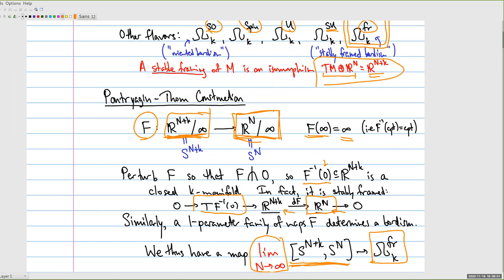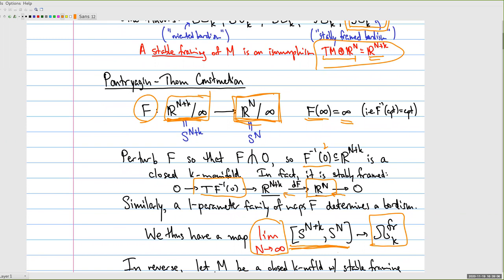Great. So now, in fact, we can also go in the reverse direction. Suppose we have a closed k-manifold with a stable framing. Let's produce a homotopy class of maps. Let's invert this correspondence.